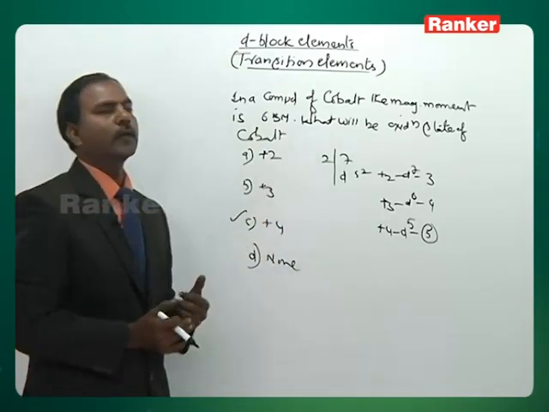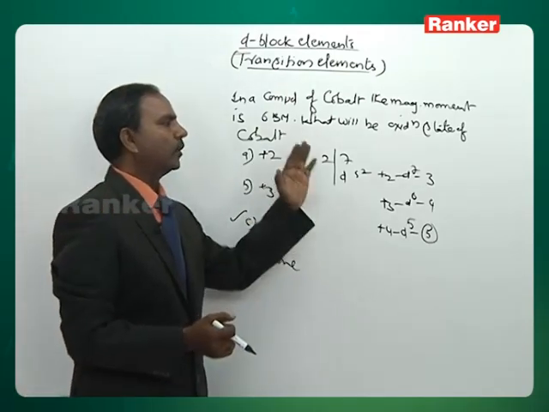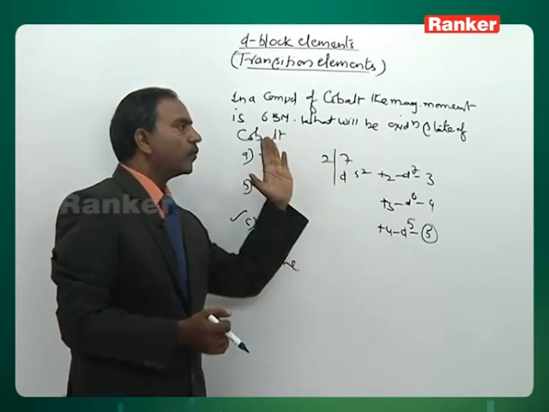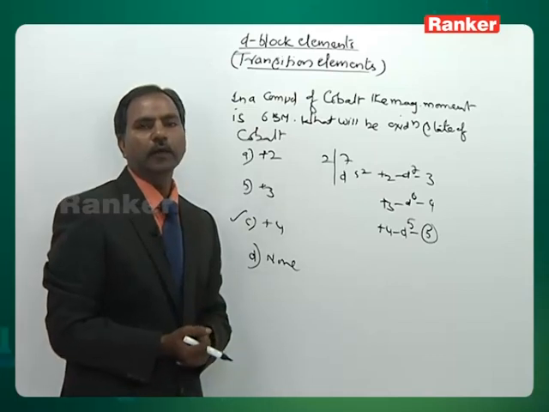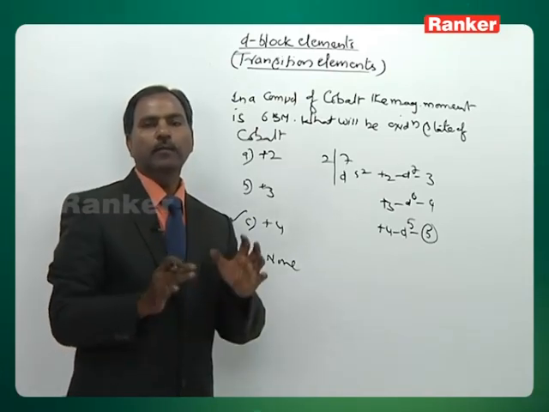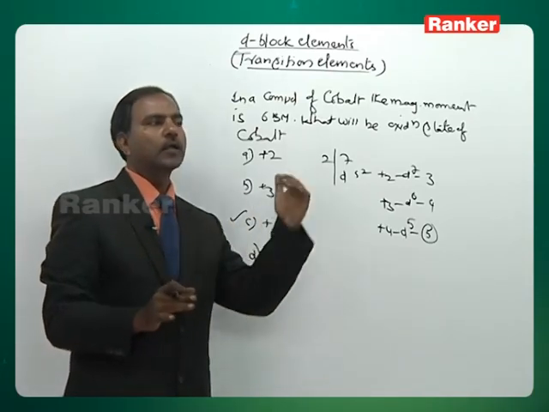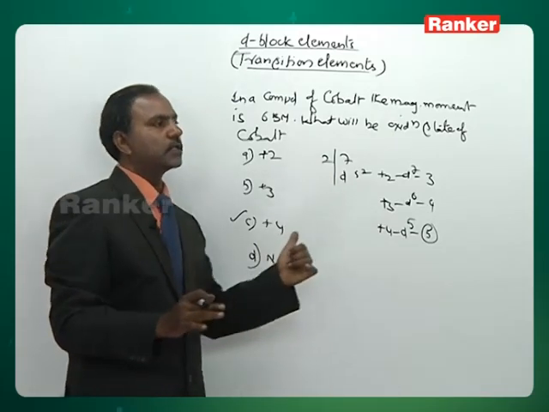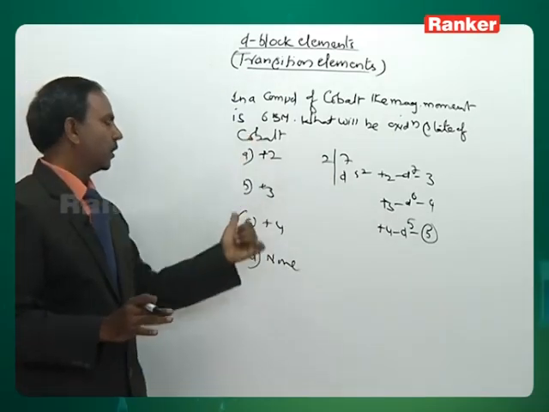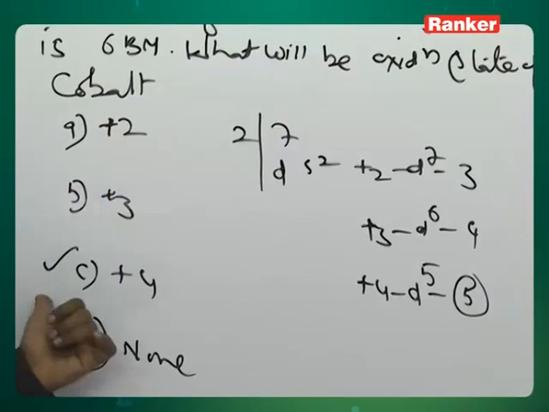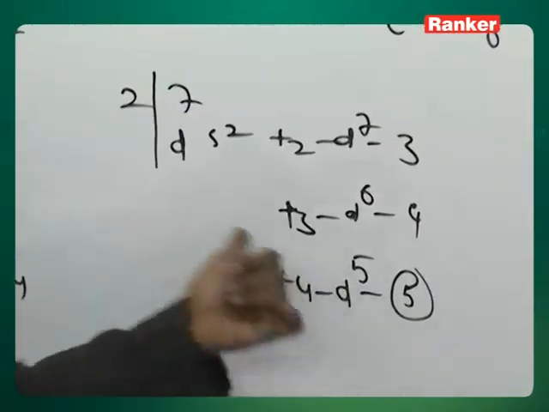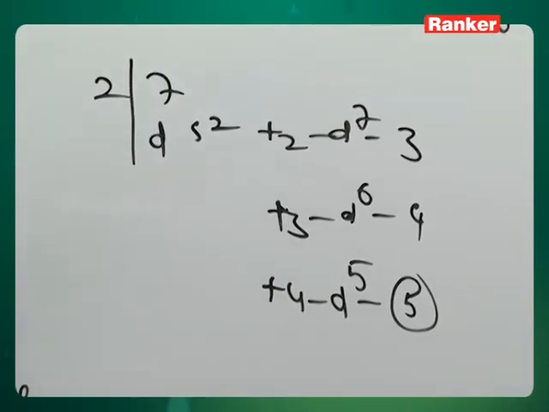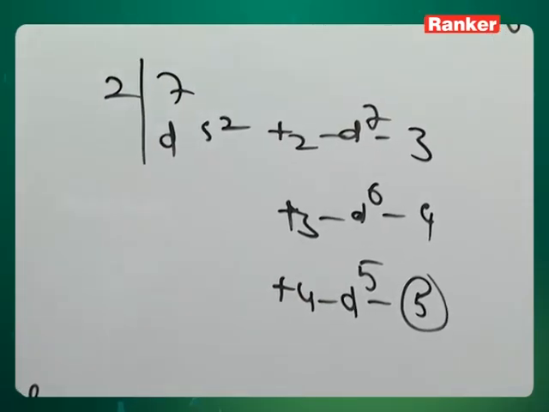So questions are appearing like this. They will give the magnetic moment and ask what the oxidation number is. Then you have to check according to the given magnetic moment. First check the number of unpaired electrons, and accordingly decide which oxidation number is correct. According to this question, the answer is +4. In +4, it carries d5 configuration, 5 unpaired electrons, and the magnetic moment is 5.92. So the answer is C.